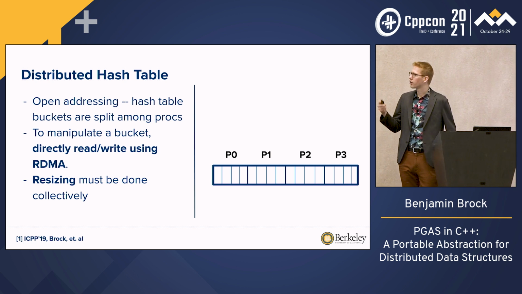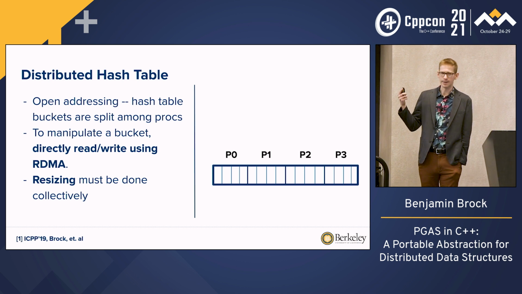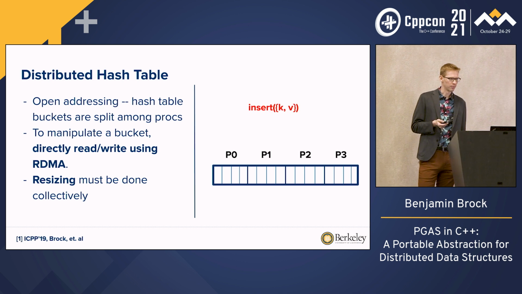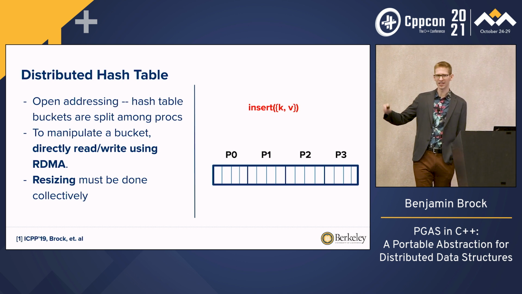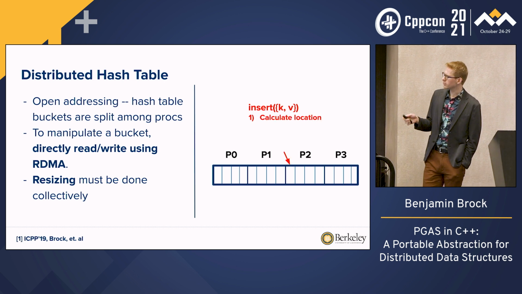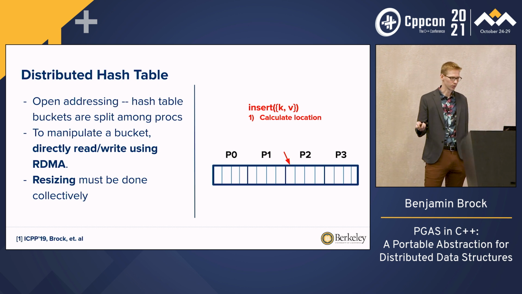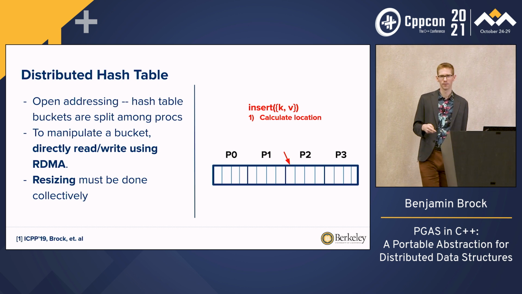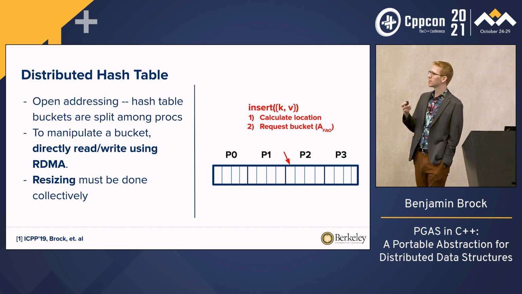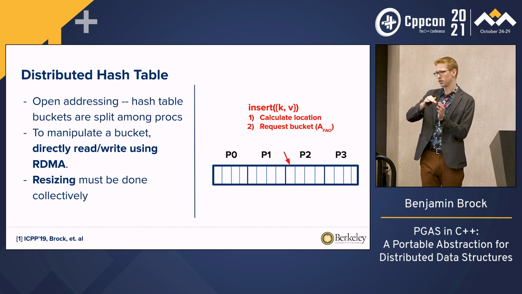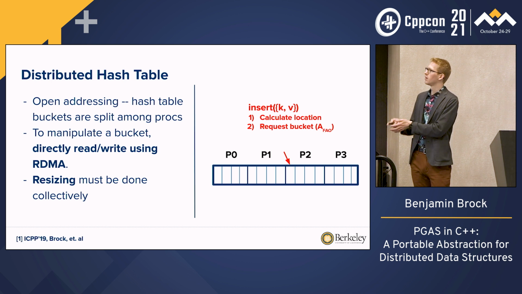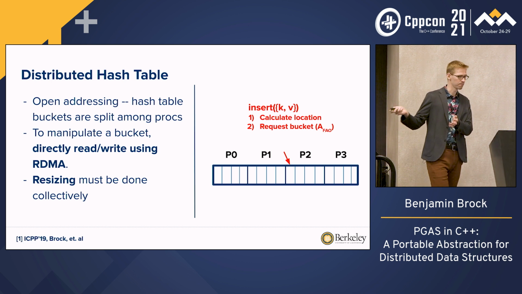Okay, so let's talk about how you would insert into a distributed hash table in this case. Let's suppose that we've called insert. So we want to insert a key and a value into this distributed hash table. The first thing that we have to do is calculate the location that we want to insert this into the hash table, or at least the first location we want to try. This is probably pretty familiar to you guys. The first thing you do is you basically use an atomic operation to request to write a value into that bucket. That's one RDMA atomic operation that you've done, fetch and op.